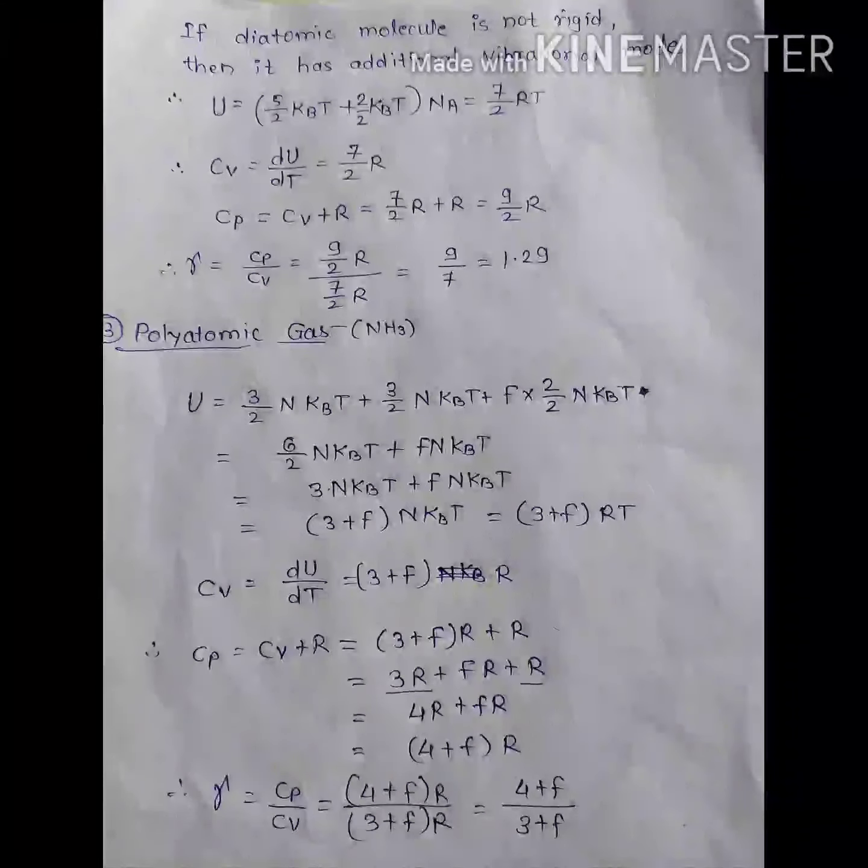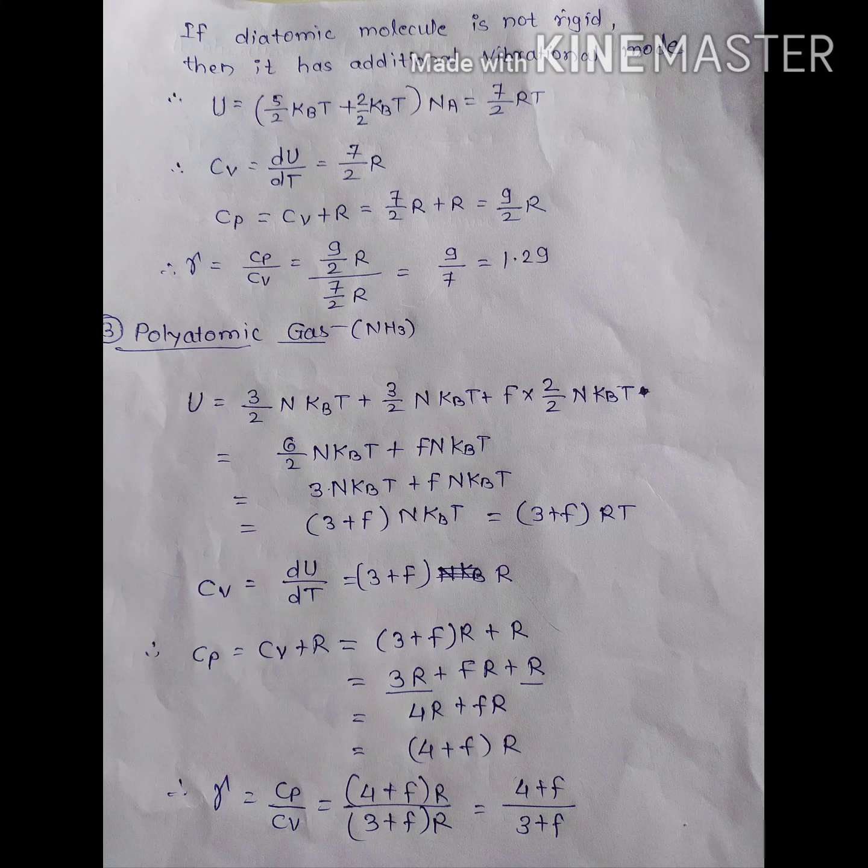Now the third topic is polyatomic gas. Here ammonia gas, NH3, is an example of a polyatomic gas. That means a gas which possesses more than 2 atoms is called a polyatomic gas. A polyatomic molecule has 3 translational, 3 rotational degrees of freedom and a certain number f of vibrational modes.